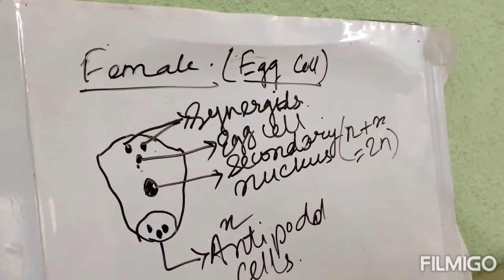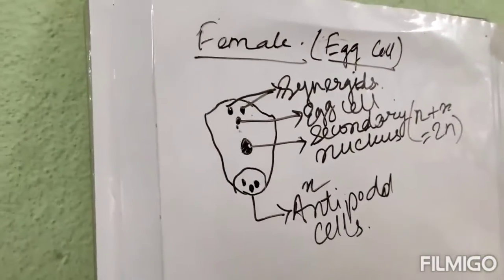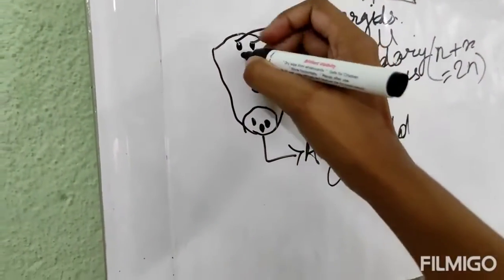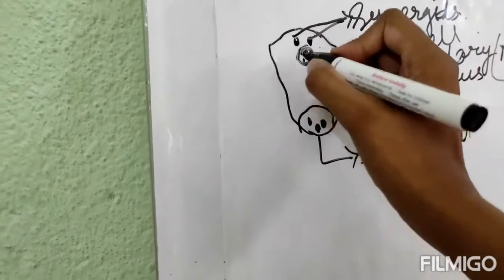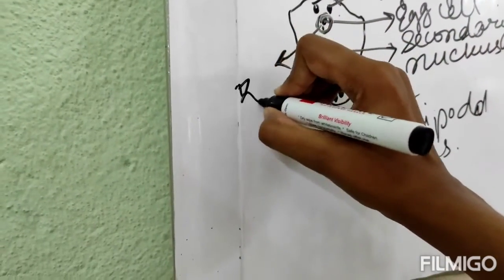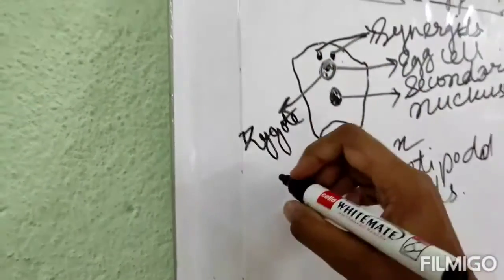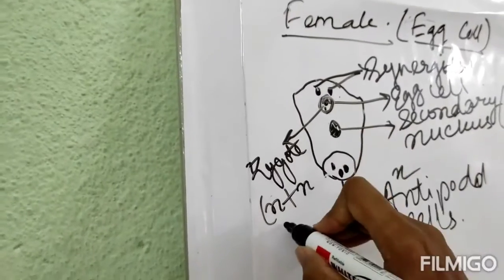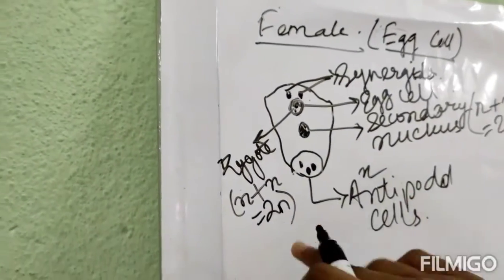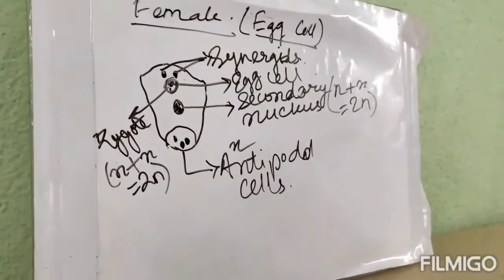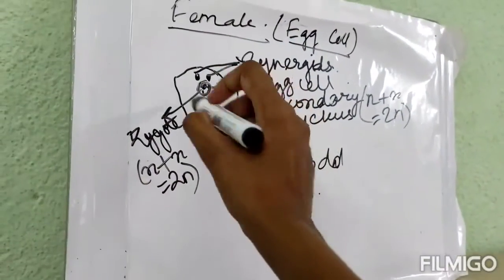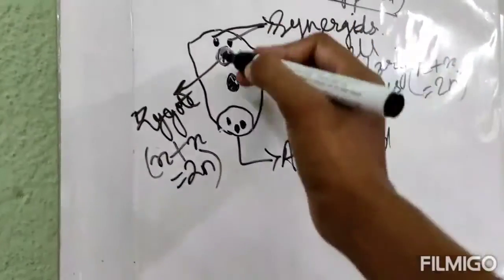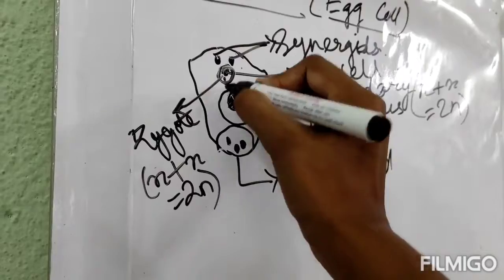Now we will go into the process of double fertilization. What is double fertilization? We have known that there are two sperm nuclei, right? One sperm will fuse with the egg cell and produce the zygote, right? So what will be the chromosome number of it? N from the egg cell and N from the sperm cell. So the chromosome number is diploid, that means 2N. Okay, now another sperm is left. One sperm is fused with the egg cell forming the zygote. Another sperm cell is left that will fuse with the secondary nucleus.